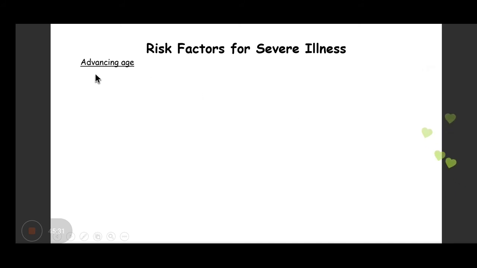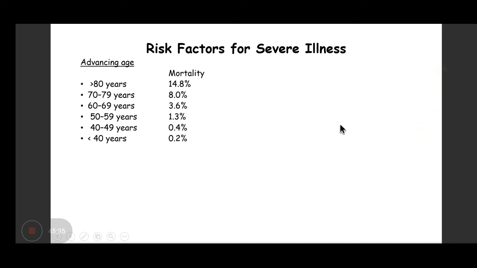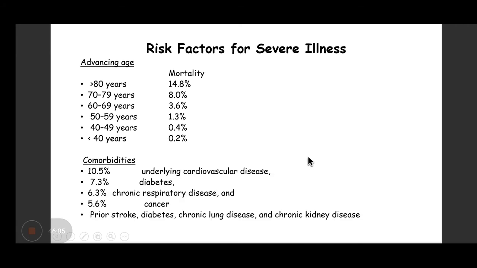Risk factors for severe illness: advancing age is the most important risk factor, because it has been seen that mortality is 14% in people above 80 years of age, 8% in 70 to 79, 3.6% in 60 to 69, and 1.3% in 50 to 59. So as the age decreases, mortality also decreases. The highest mortality is in people above 80 years. So advancing age is the most important risk factor for severe illness. And comorbidities like underlying cardiovascular disease, diabetes, chronic respiratory disease, cancer are also very important risk factors for severe disease.